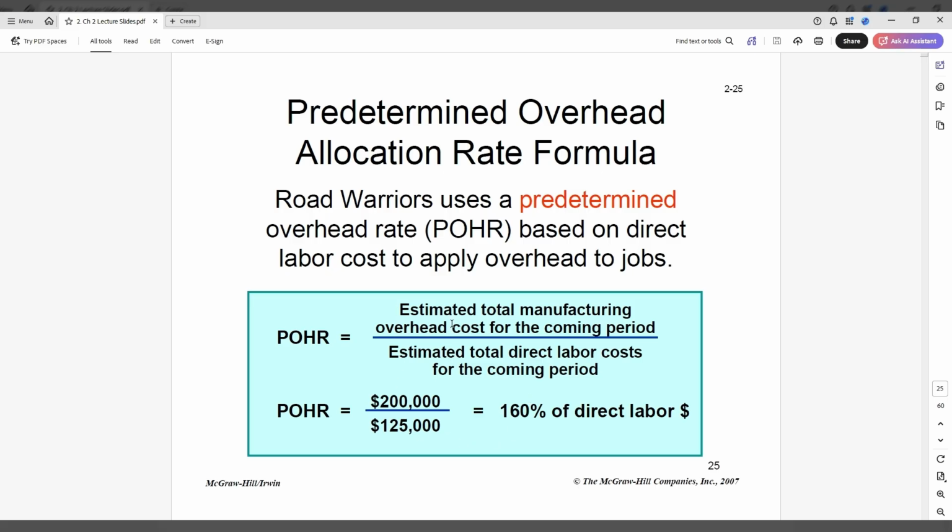we might do some work and we come up with some numbers. We estimate, for example, that we're going to have $200,000 of total overhead cost for the entire following year. And then we also estimate our total direct labor cost for the entire year here, $125,000. And again, these are not US GAAP. This is based on us as managers just coming up with a reasonable method.